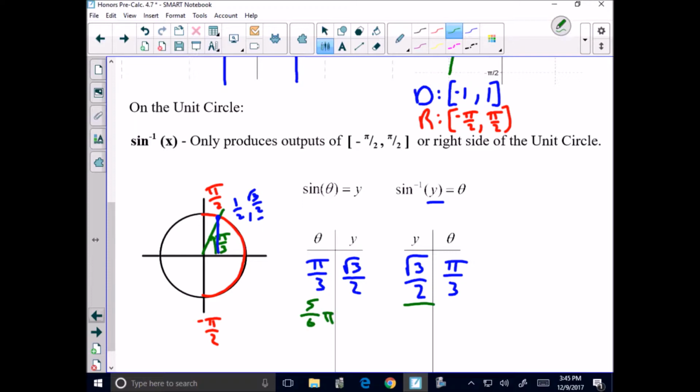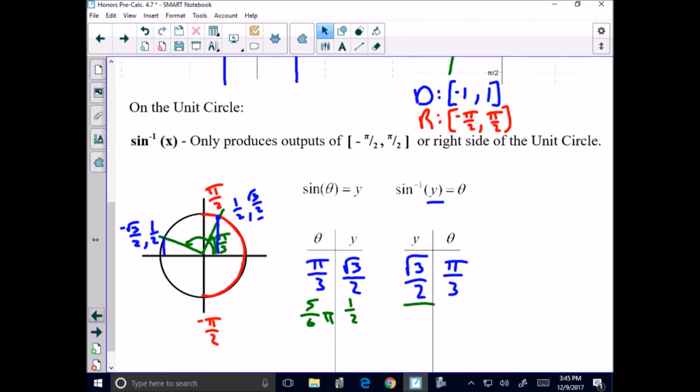So 5/6 pi is a rotation that takes us all the way into the second quadrant, and sine would evaluate that rotation and give us the vertical change associated with that rotation, which of course would be 1/2, right, which we see in the ordered pair on the perimeter of the unit circle. So right here, sine takes 5/6 pi and gives us back 1/2.